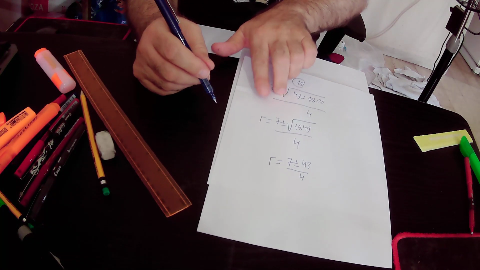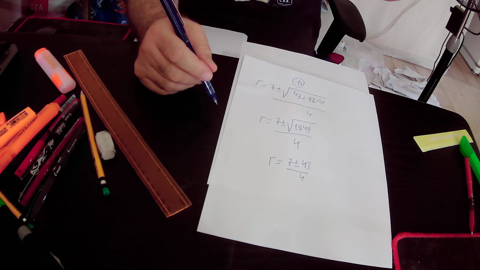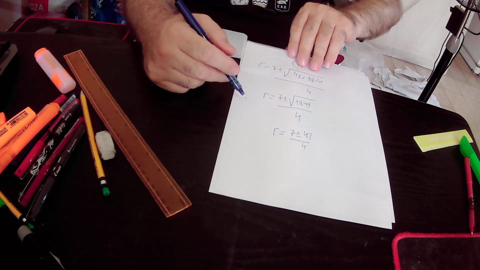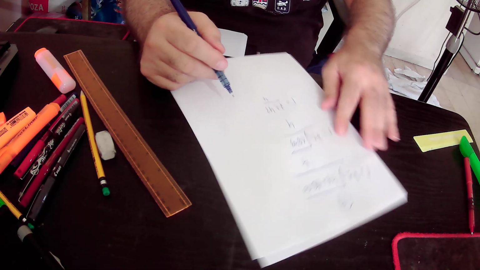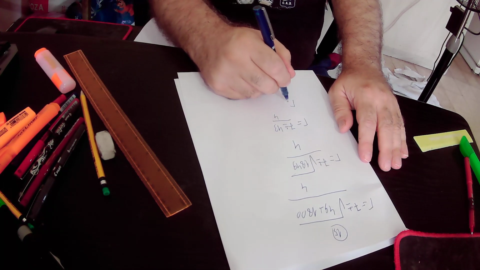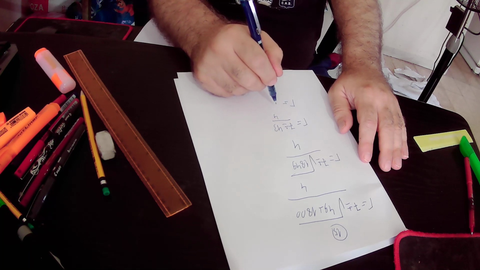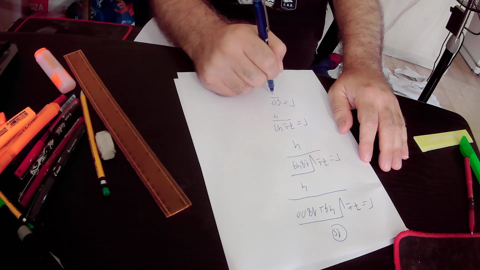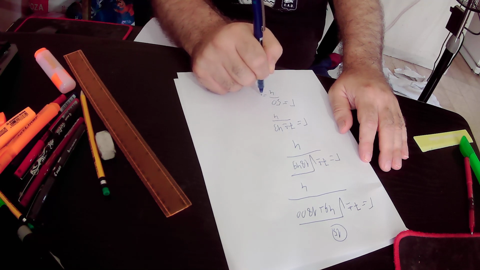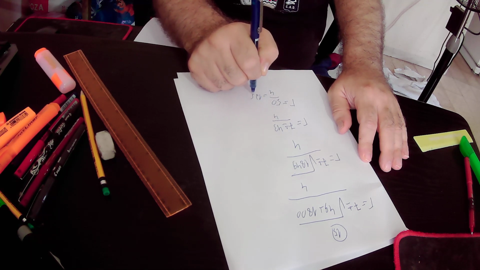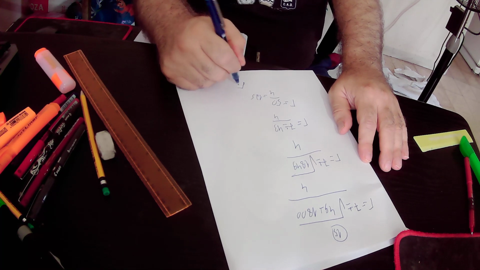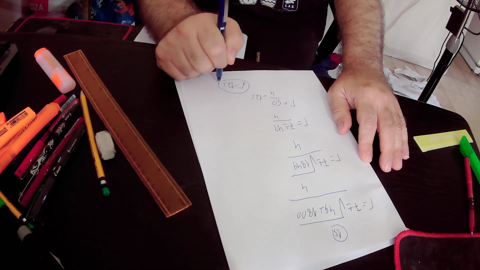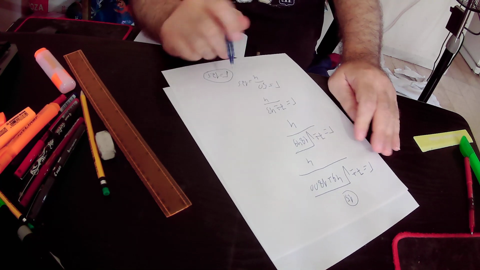Okay, so we got the solution for the quadratic equation, or the roots of the quadratic equation. We have the first possibility that R equals to 7 plus 43 is 50, 50 over 4 is 12.5. So R equals to 12.5. That is one possibility.